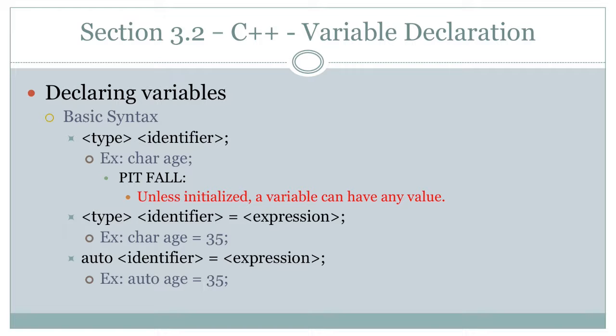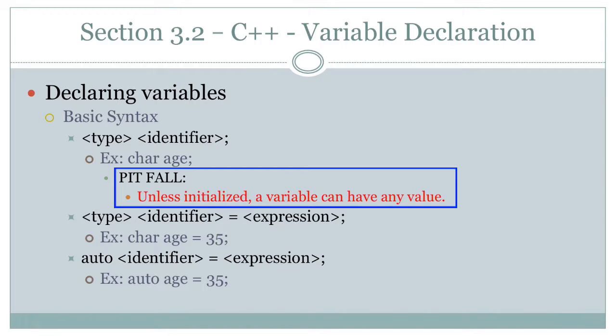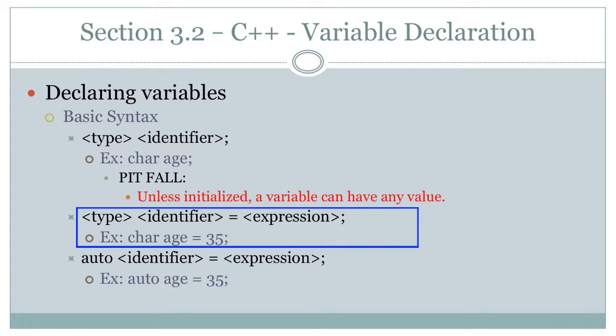You still have the same pitfall: you can declare a variable, and declaring a variable is just saying that you want a variable, allocating space for it in memory and giving it a name. But because you don't assign it a value at the same time, and C and C++ don't initialize it for you, you're going to end up with whatever is at that memory location. So that is something to be aware of. Also, you can still initialize a variable when you declare it, and that's assigning it a value.